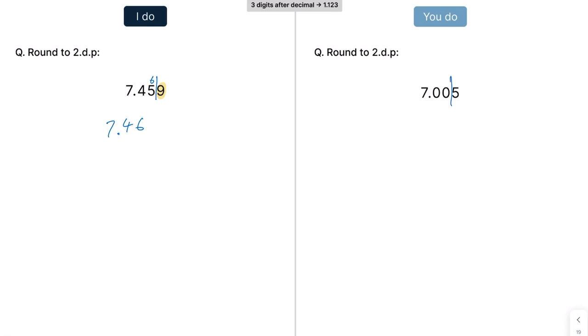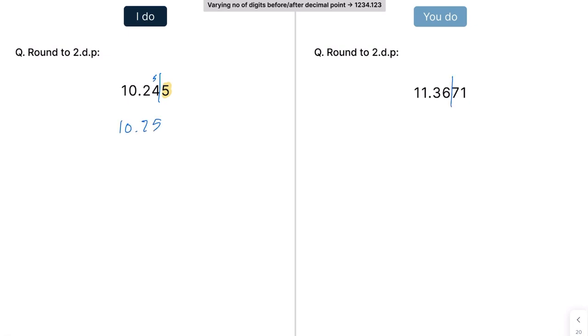Again, draw your line. The decider is telling me, so if I just highlight the decider, that the number before the line is going to round up. So that's going to become 7.10. Again, draw a line. Look at our decider. So that's going to become a 5 there. So that's 10.25 to 2 decimal places.